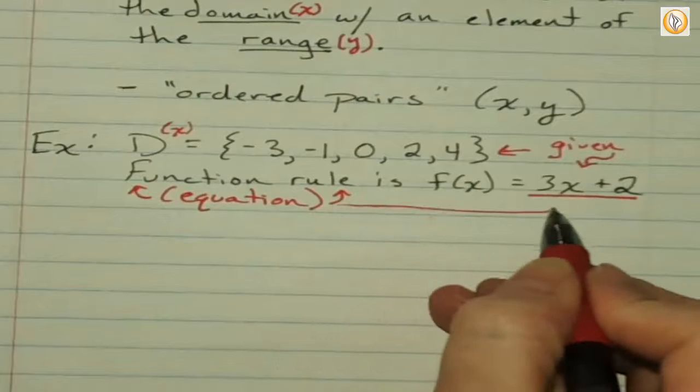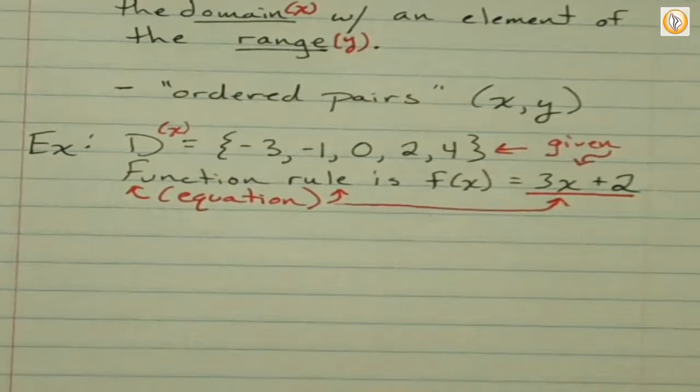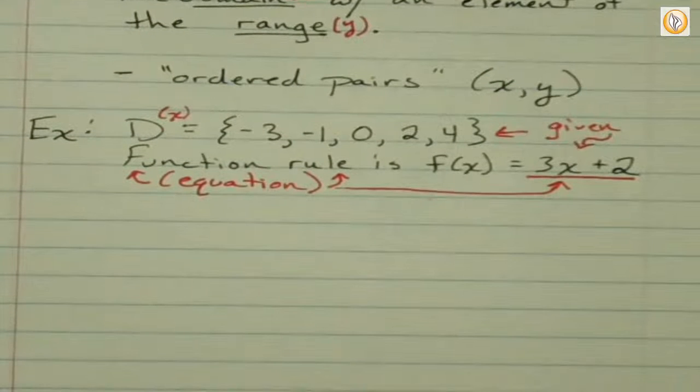And I'm going to draw a little arrow here so that you know that's the equation. So they gave you in this problem the x's, the domain. They gave you the equation, which they call the function rule. Guess what you need to find out? Gabby? The y. Okay, the ordered pairs.